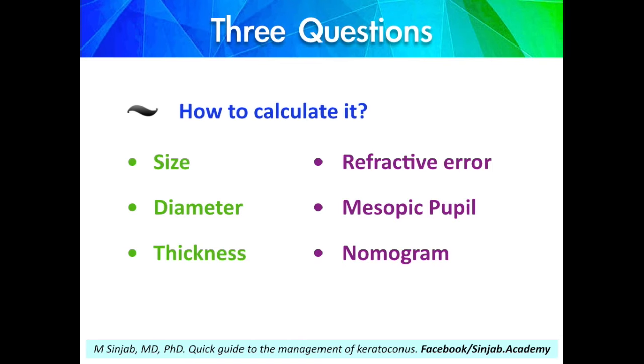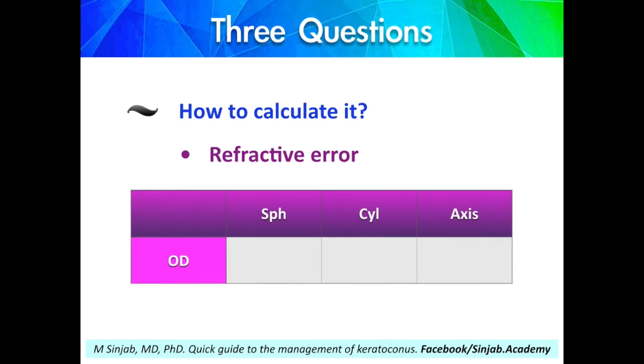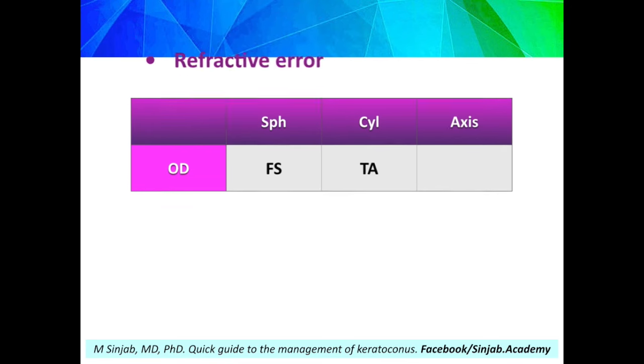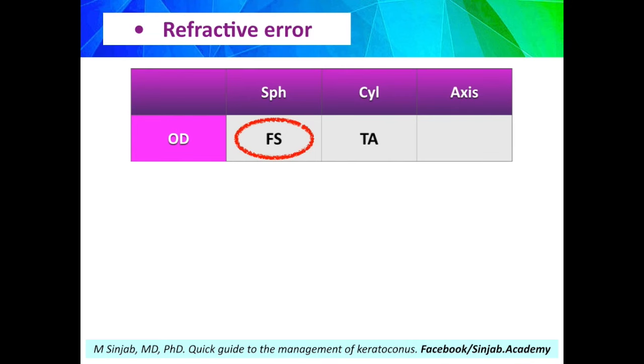How to calculate it? In order to calculate the size, diameter, and thickness of the segment, we have to measure the refractive error, the mesopic pupil, and to know which nomogram to go for. We will start with the refractive error. In this customized method, I will go for final sphere and topographical astigmatism. Now, what is the final sphere?